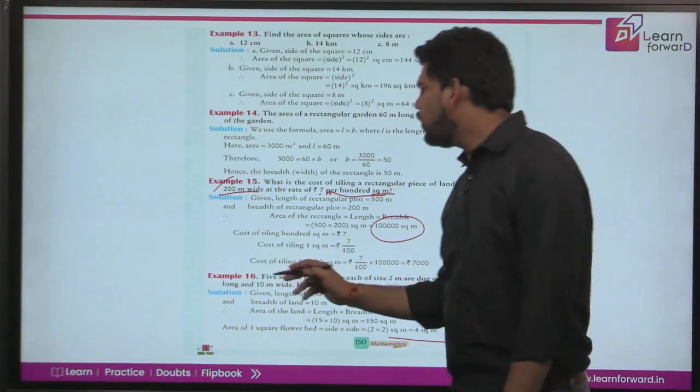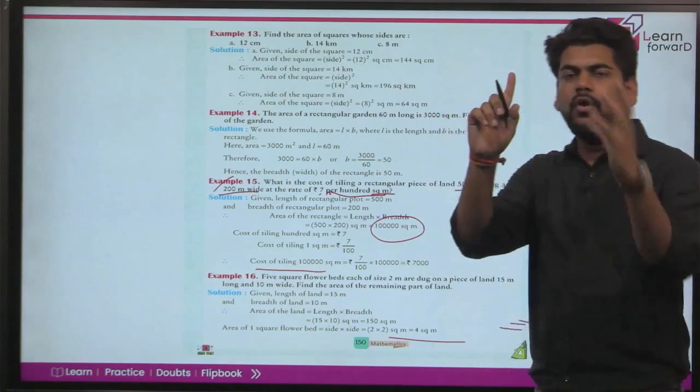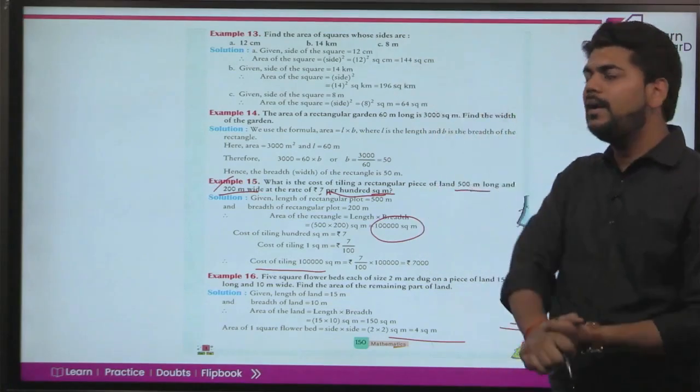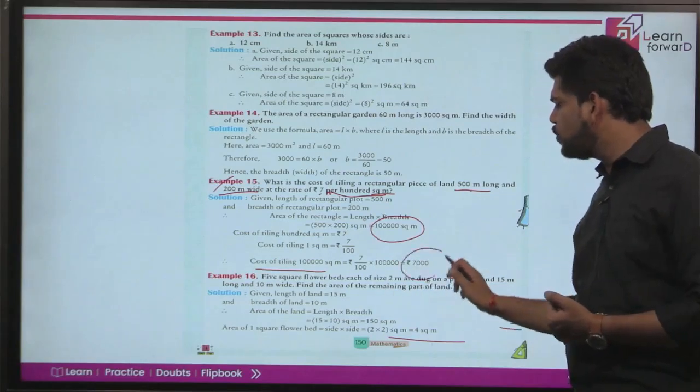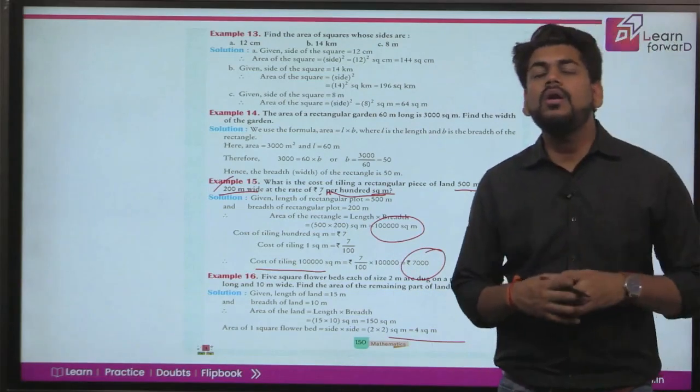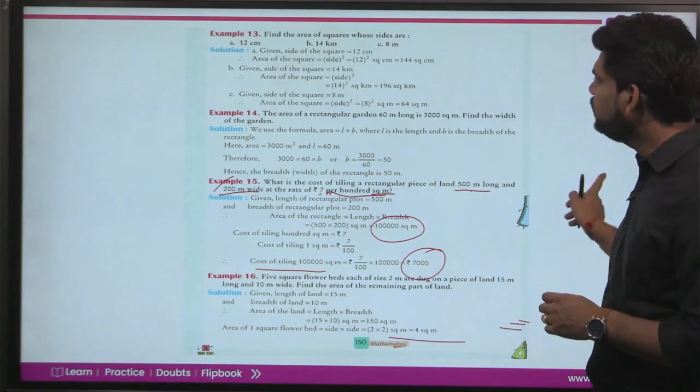Now we want to calculate the cost of tiling for 1 lakh. We know the answer of 1. We want to calculate for the more. What we'll do? Multiply. 7 by 100 multiply with 1 lakh. Answer is 7,000. So the total cost of tiling the floor is 7,000 rupees. Fine.